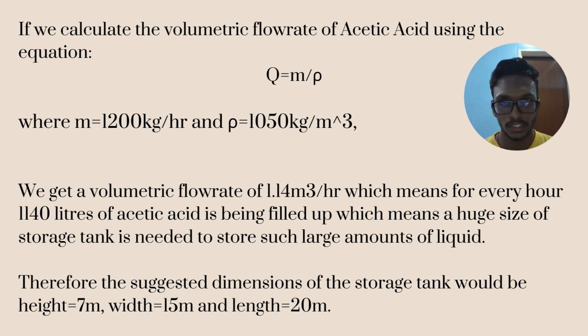If we calculate the volumetric flow rate of the acetic acid using the equation Q equals mass over density, where the mass is 1200 kg per hour and the density is 1050 kg per meter cube, we get a volumetric flow rate of 1.14 meter cube per hour, which means for every hour 1140 liters of acetic acid is being filled up, which means a huge storage tank is needed to store such a large amount of liquid.